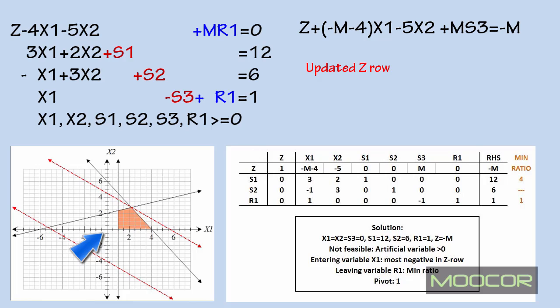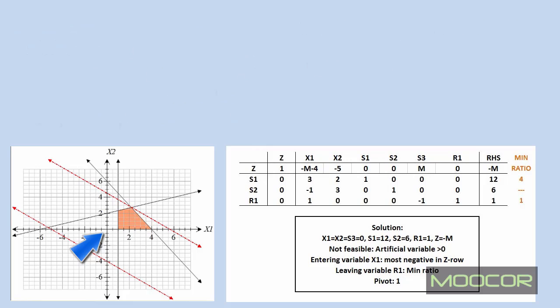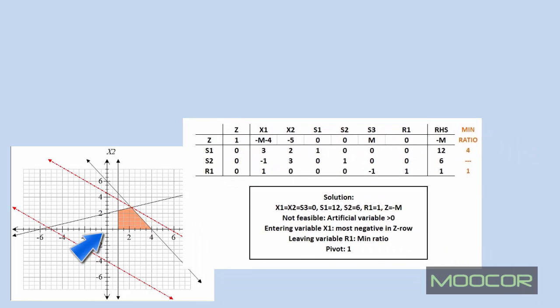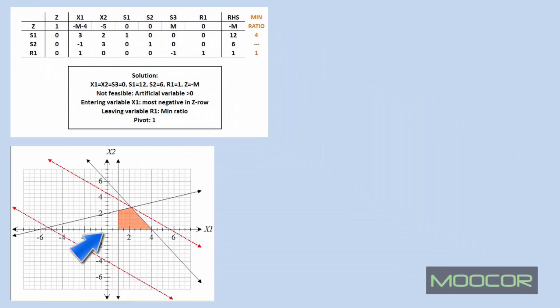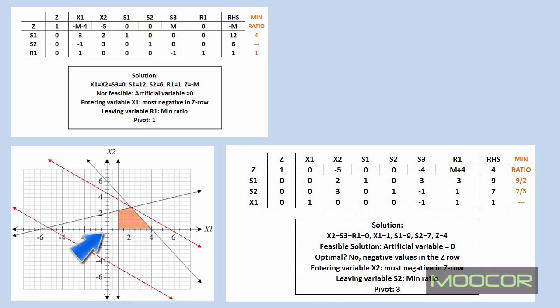Just performing the regular simplex operations, we will identify the entering variable and leaving variable, and we will perform an iteration of the simplex method. X1 entered and R1 left, and the solution becomes feasible. This is the feasible solution, and notice that M only appears under R1 at the 0 row. So the new solution of S1, S2, and X1 is feasible, but it is not optimal.